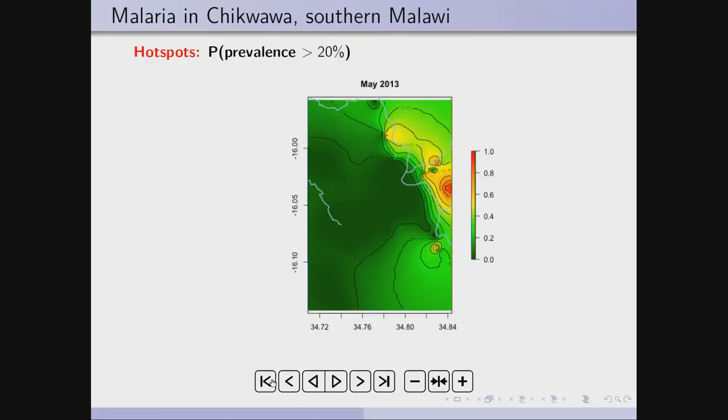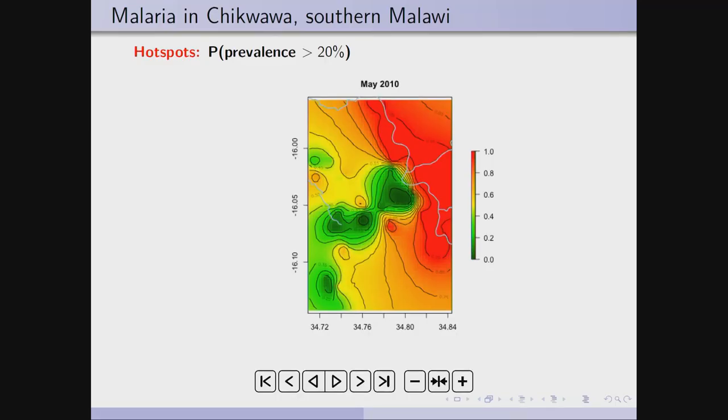And basically, if you look at May 2013, you can see that there's one area of this district to the east where the prevalence is pretty much certainly greater than 20%, and for the rest of the area, it's considerably less. Now, if you backtrack to the beginning of the animation, that simply shows people immediately that they get it. The community intervention, the community action has radically transformed the malaria experience in this country.